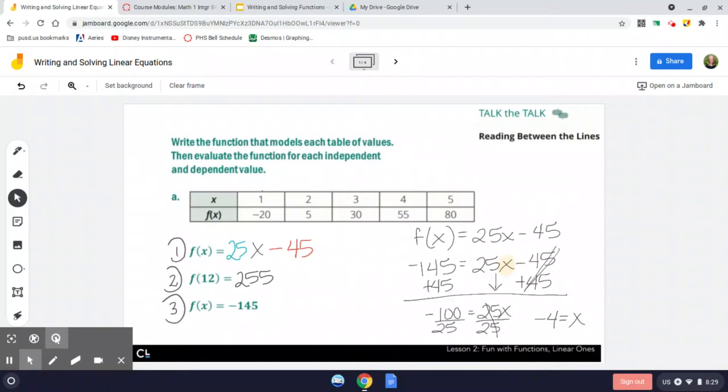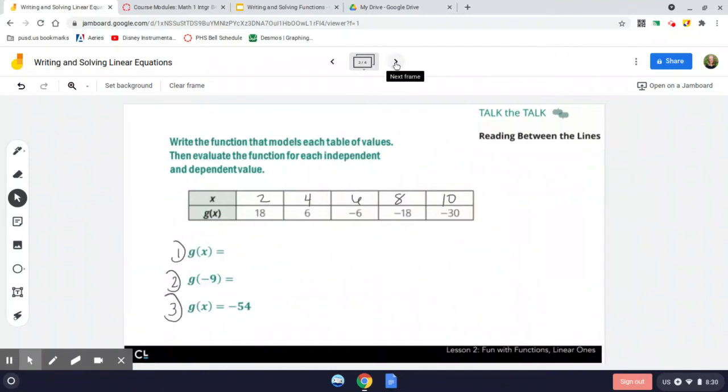Okay. So I can't decide how I want you to answer number 3. So if you just want to come over here and put negative 4 equals x, that would be fine with me. Okay. We're going to look at one more together, and then you're going to do 2 like this on your own.